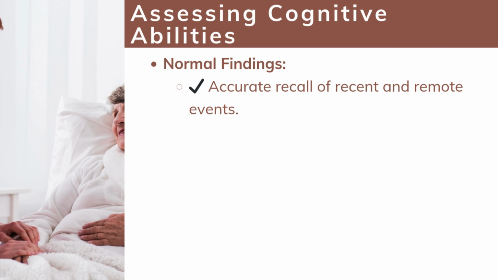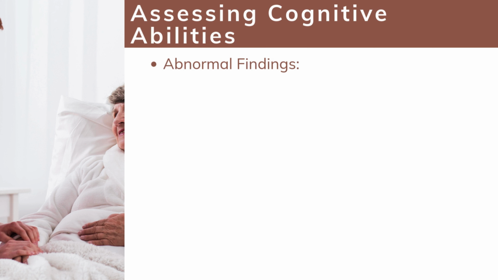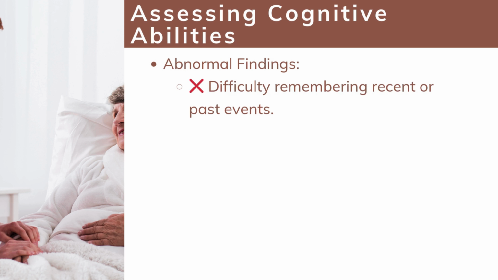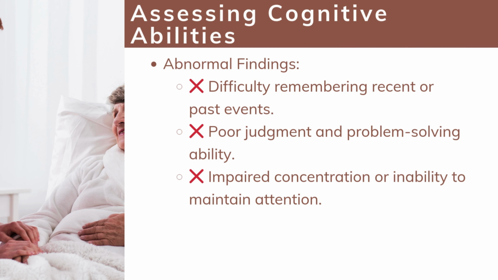Normal findings include accurate recall of recent and remote events, logical reasoning and problem-solving skills. Abnormal findings include difficulty remembering recent or past events, poor judgment and problem-solving ability, impaired concentration or inability to maintain attention.